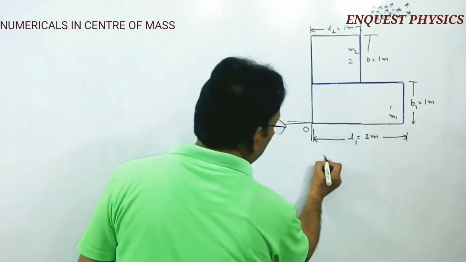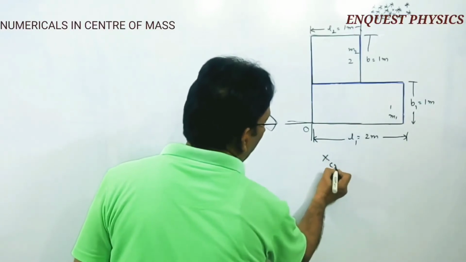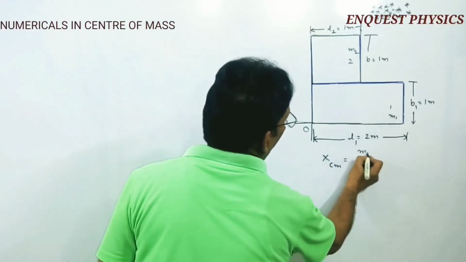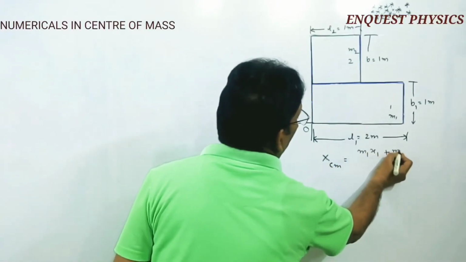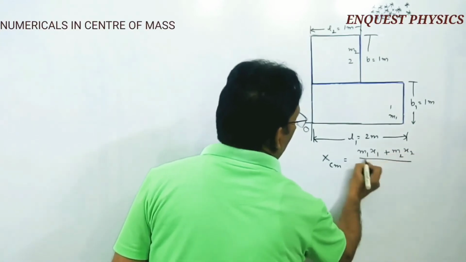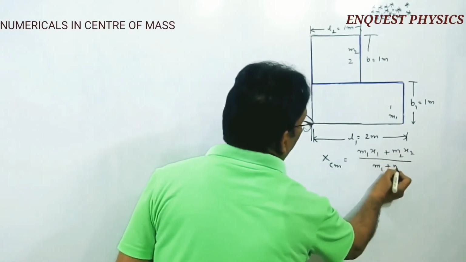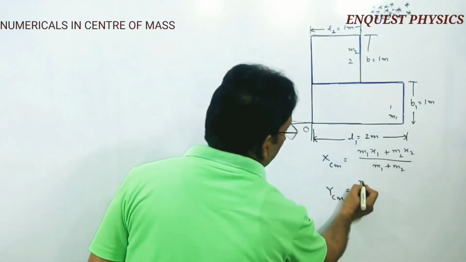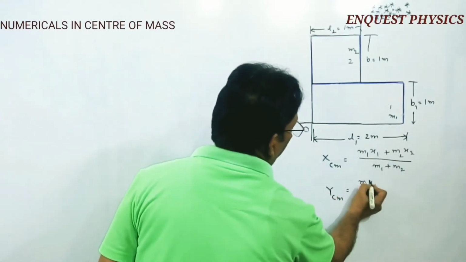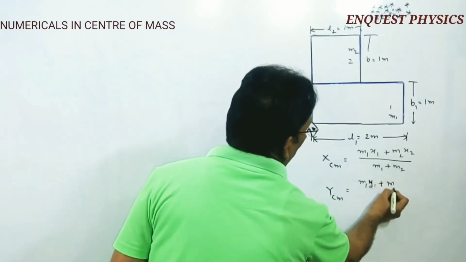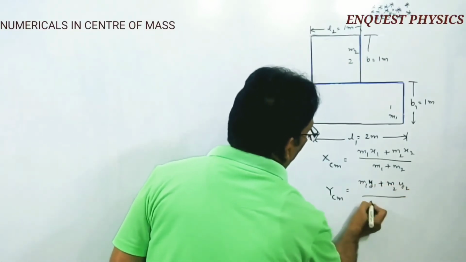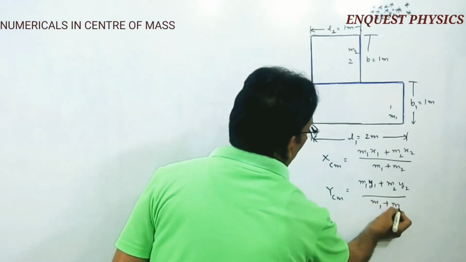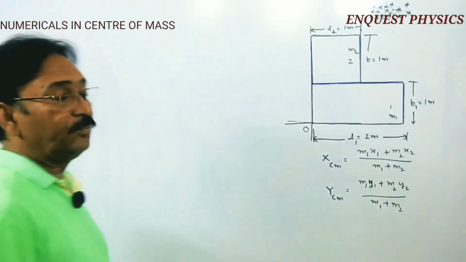As usual, you know that center of mass can be had as XCM is equal to M1 x1 plus M2 x2 upon M1 plus M2, and similarly YCM is equal to M1 Y1 plus M2 Y2 upon M1 plus M2. It's a two-body system.